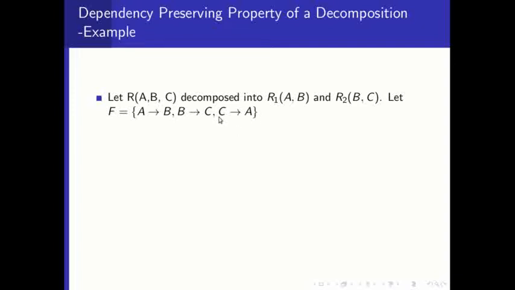We want to check whether the FD C determines A is preserved in this decomposition. AB dependency is there in the first decomposition because the attributes are there. BC is there in the second decomposition. What about C determines A? This is not as such in the decomposition, because C is an attribute which is not in the first, and A is an attribute which is not in the second. We want to check whether C determines A is preserved, that is, whether this is a dependency preserving decomposition or not.